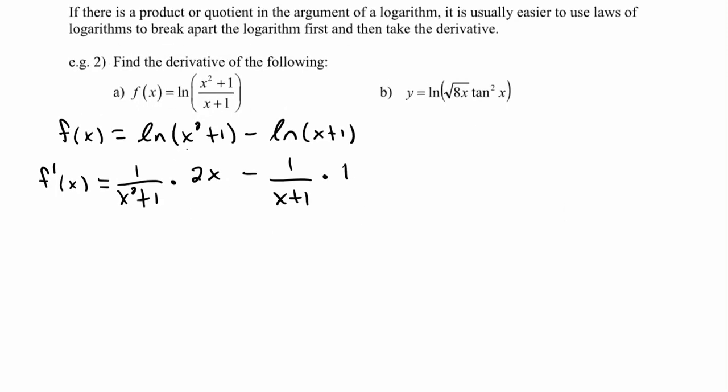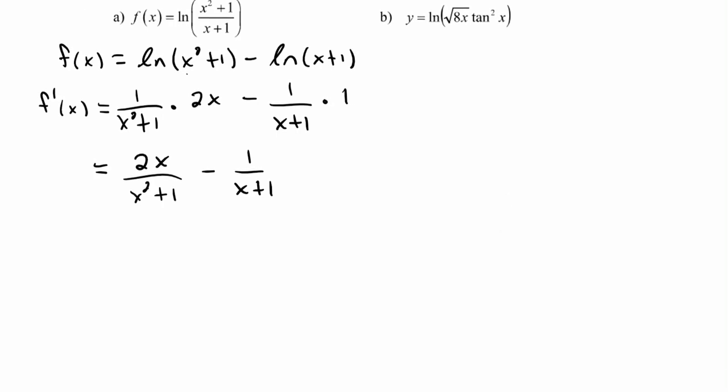Okay, let's clean that up. So we've got 2x over x squared plus 1 minus 1 over x plus 1. Now we should put this all over a common denominator. So I'm going to multiply this side by x plus 1, top and bottom, and this side by x squared plus 1.